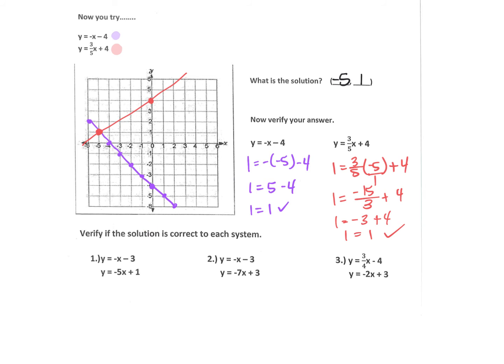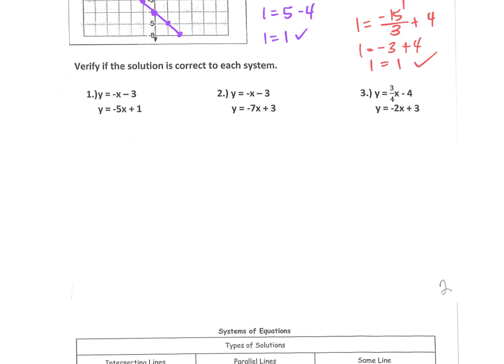All right, so verify if the solution is correct in each system. So the solution to these three are (1, -4), (2, -5), and (4, -1). Now, for these solutions, we need to check: are they actually the solutions or are they just a point? So let's check. First thing first, we're going to plug these into the first equation.